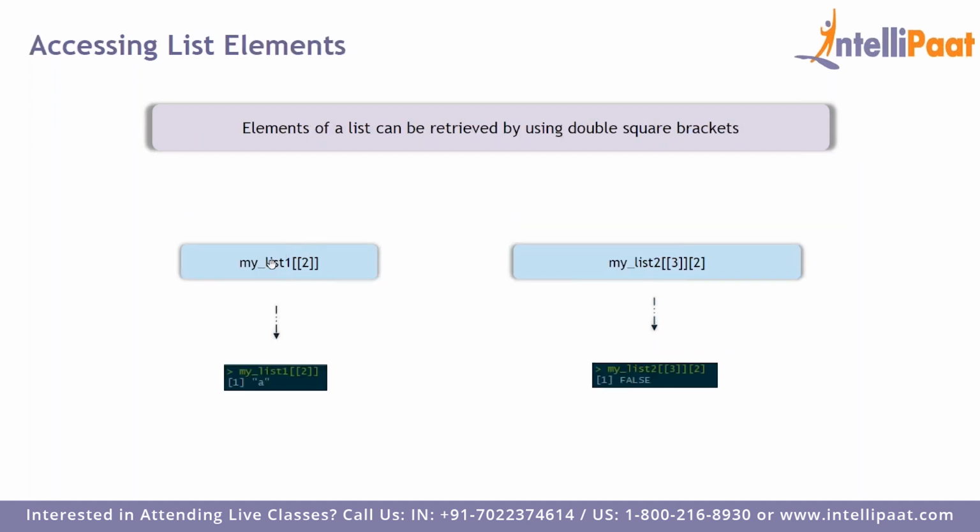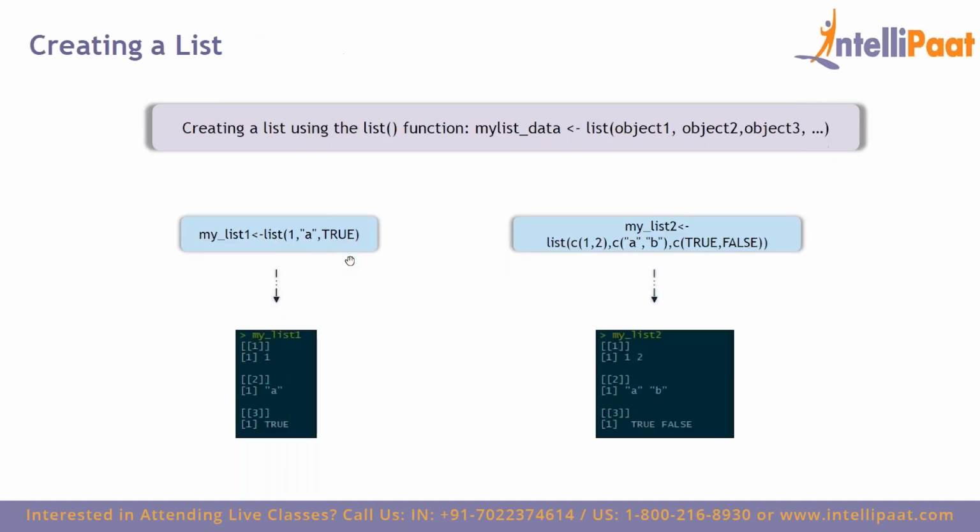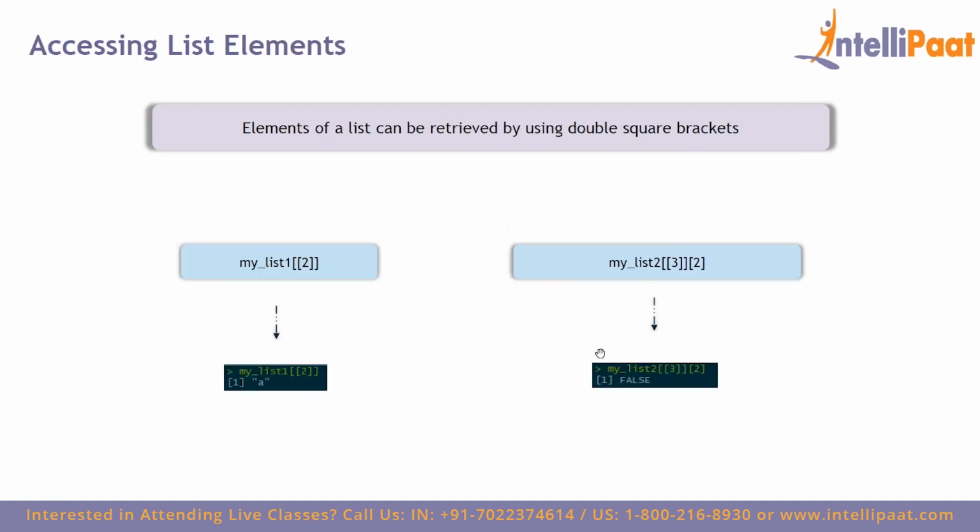How do you access? You just say within double brackets, you give the element number, which element you want to access. So say the second element, I just say mylist1 within double brackets 2. What happens in a list is, because we have multiple levels here, within an element I can have multiple elements. So I might want to access an element within an element of a list. So for that, we have this double bracket paradigm.